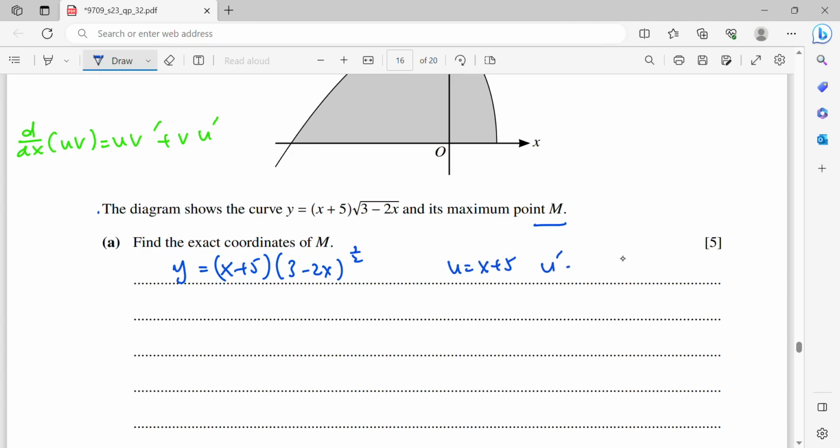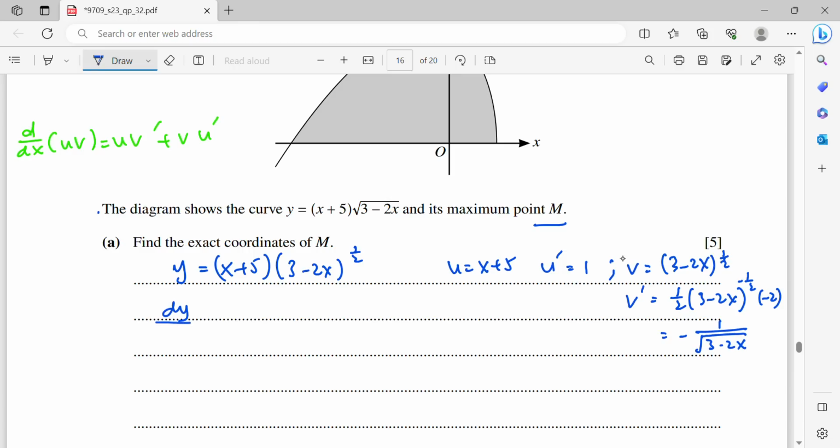So my u prime will be 1. Then my v equals 3 minus 2x to the power of half. So my v prime will be, bring down the half, then 3 minus 2x, the power will be minus 1 from half, which is negative half, and differentiate 3 minus 2x is negative 2. So the half and minus 2 will be simplified to be negative 1. Then, since there is a negative power here, I will get 1 over square root. This is my v prime.